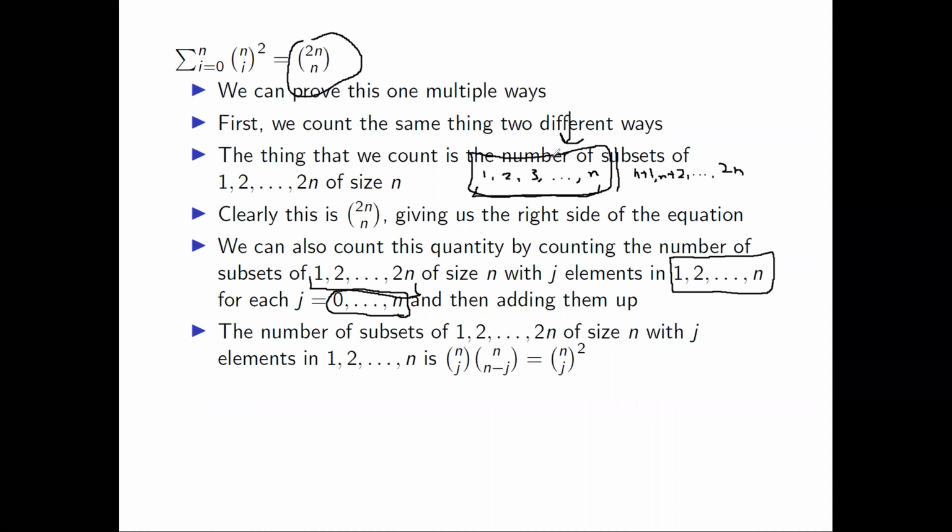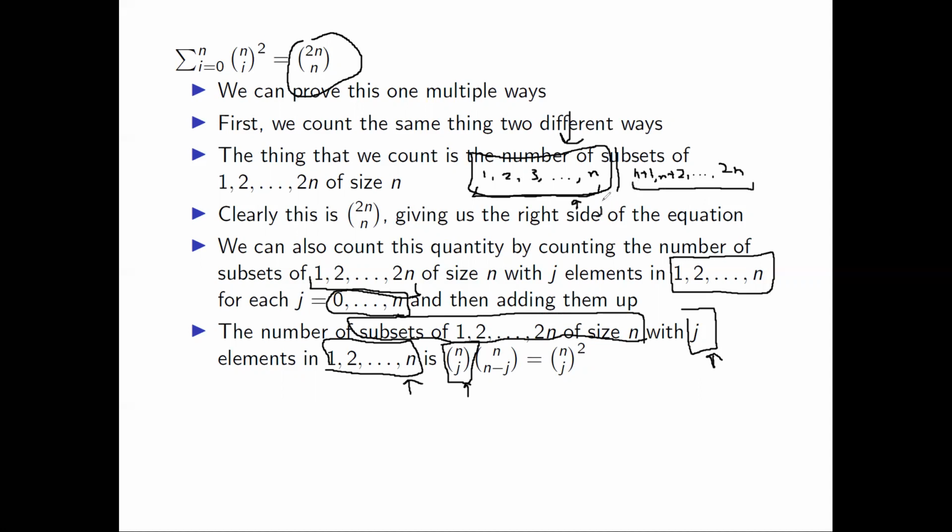Why would that be? Well, the subset has to have j elements in 1, 2, up to n. There's a total of n choose j ways to choose j elements of 1, 2, up to n. So that's what's giving us this n choose j term. Now, this subset is a subset of total size n, and it's a subset of the set 1, 2, up to 2n. If it has j elements in the first half, it means that over here, there have to be n minus j if it's a subset of size n.